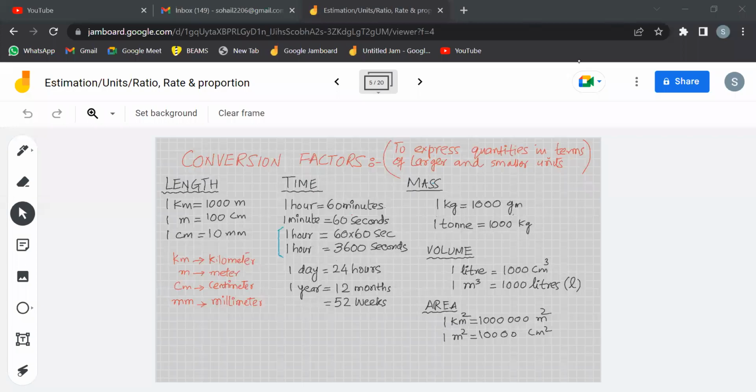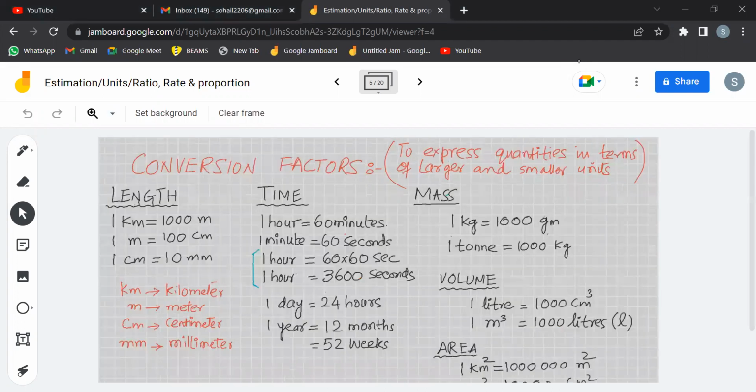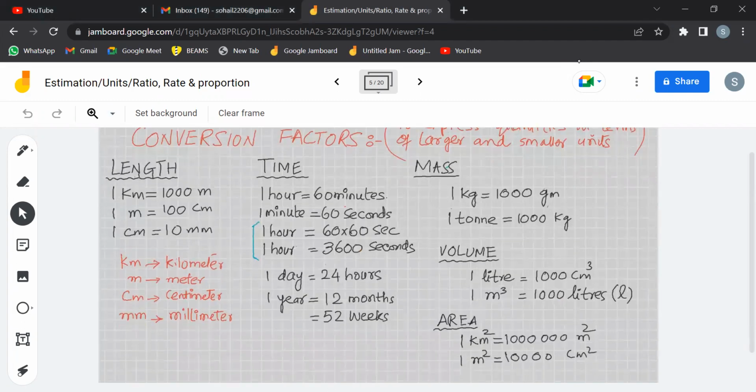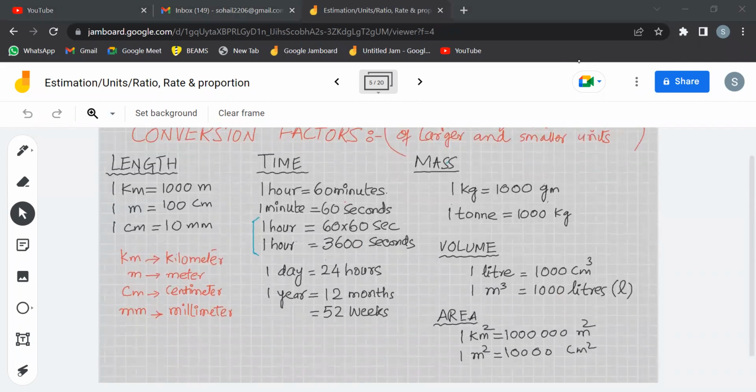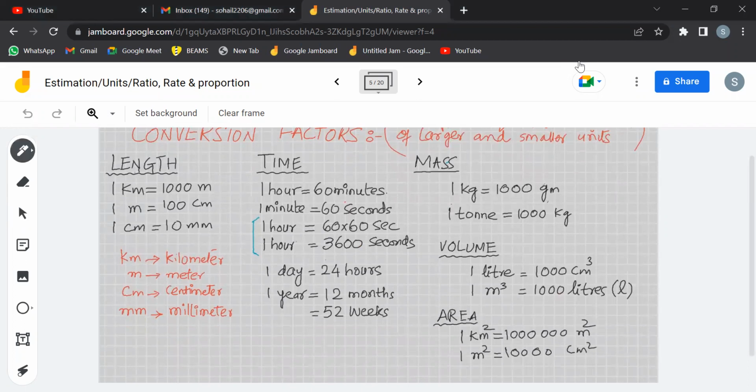Well, today's lecture is on conversion of units. Here are the conversion factors. We use the conversion factors to express quantities in terms of larger and smaller units. So here are commonly used quantities. For the length, 1 kilometer is equal to 1000 meters.